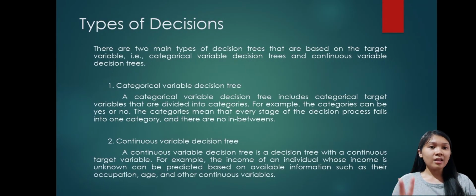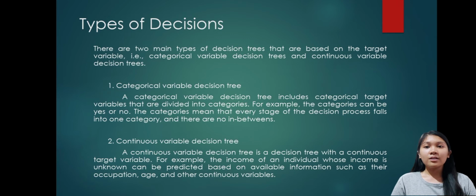There are two main types of decision trees that are based on the target variable. These are categorical variable decision trees and continuous variable decision trees. The first one is the categorical variable decision tree. A categorical variable decision tree includes categorical target variables that are divided into categories.